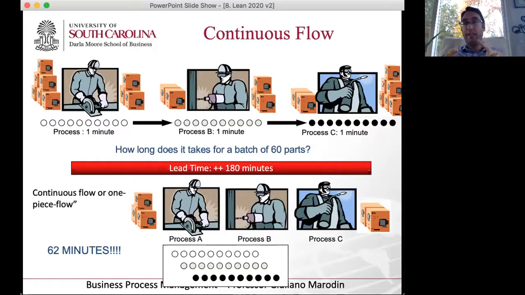So I reduce my lead time, I increase productivity, reduce inventory, on-time delivery increases, and all that good stuff, okay?